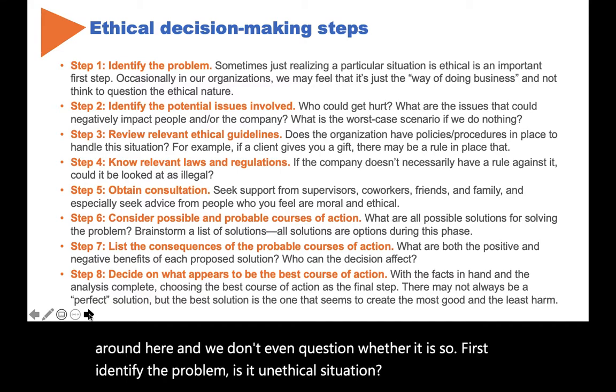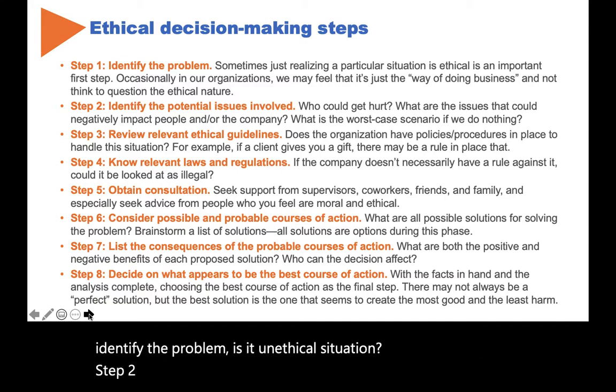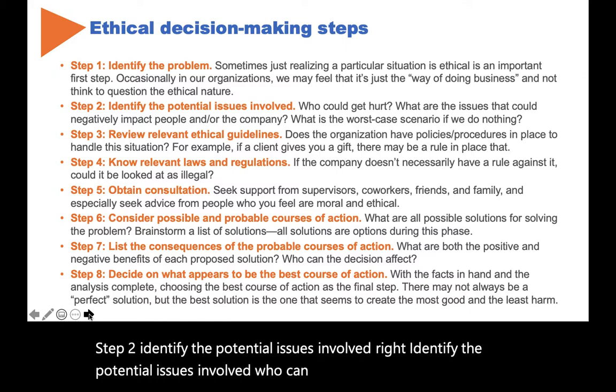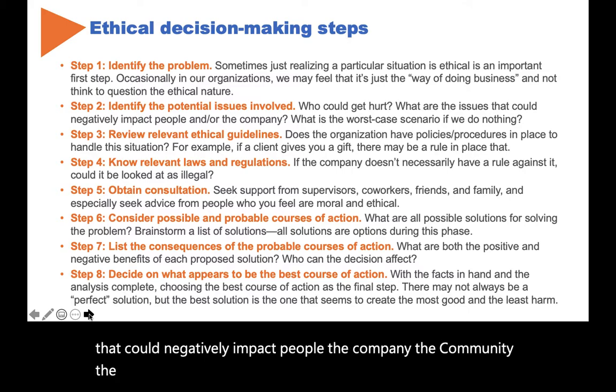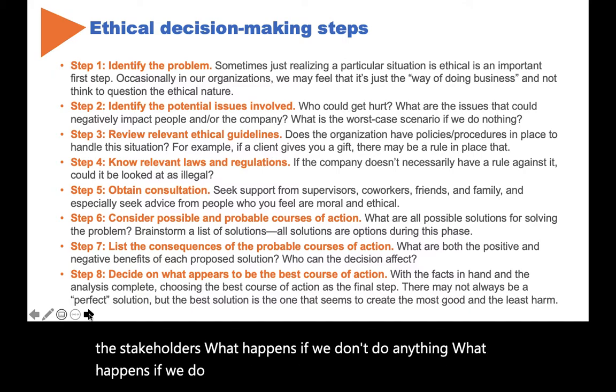Step 2, identify the potential issues involved. Who can get hurt? What are the issues that could negatively impact people, the company, the community, the stakeholders? What happens if we don't do anything? What happens if we do A or B?